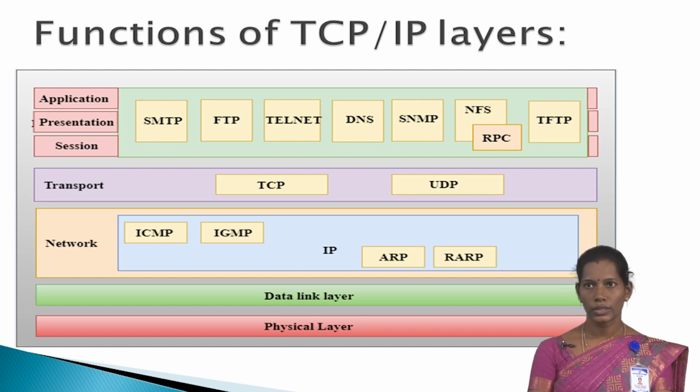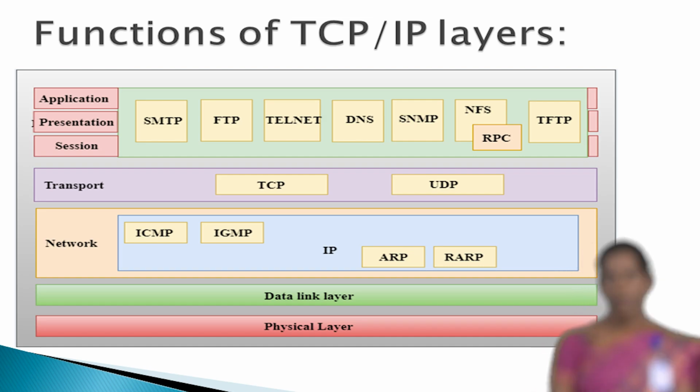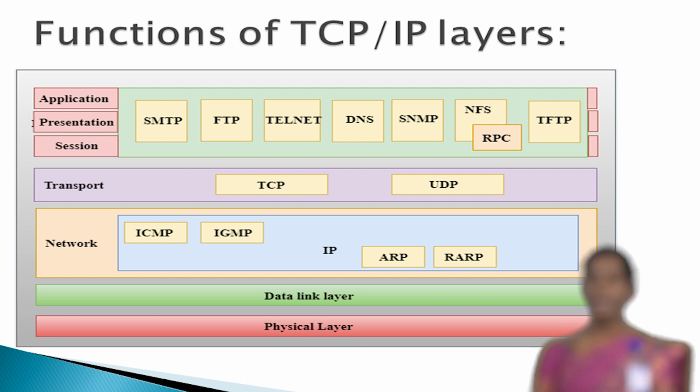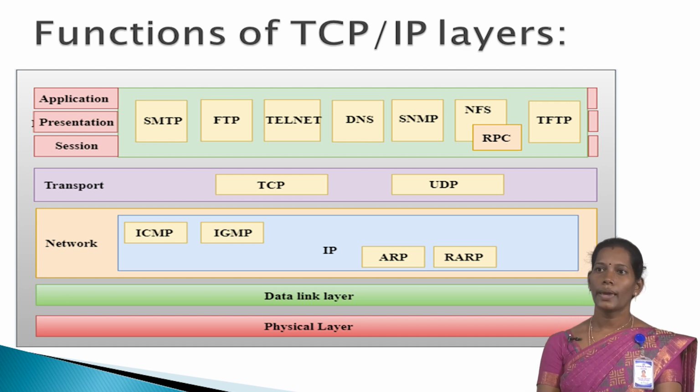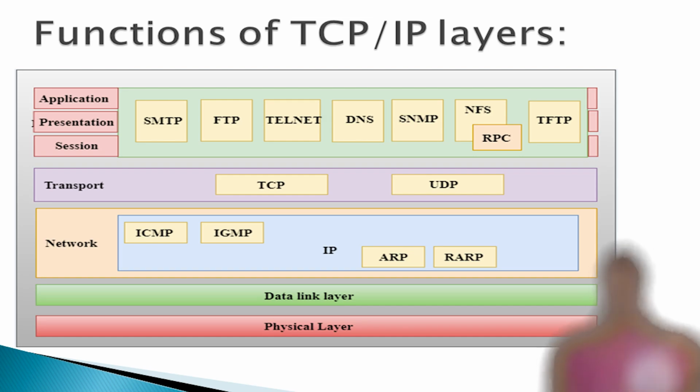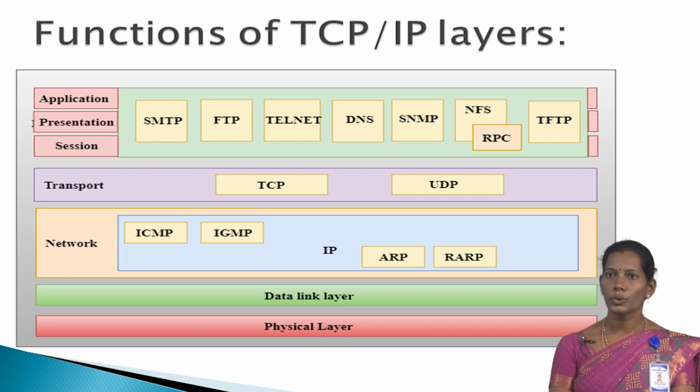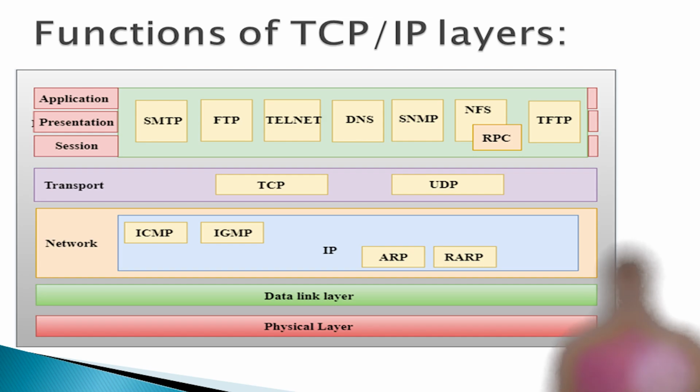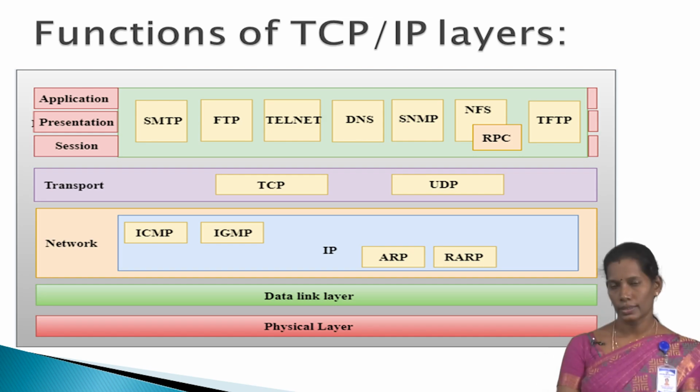SNMP stands for Simple Network Management Protocol. It is a framework used for managing devices on the internet by using the TCP/IP protocol suite. SMTP stands for Simple Mail Transfer Protocol. The TCP/IP protocol that supports email is known as Simple Mail Transfer Protocol. This protocol is used to send data to another email address.